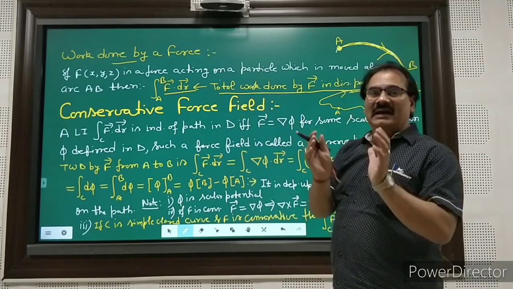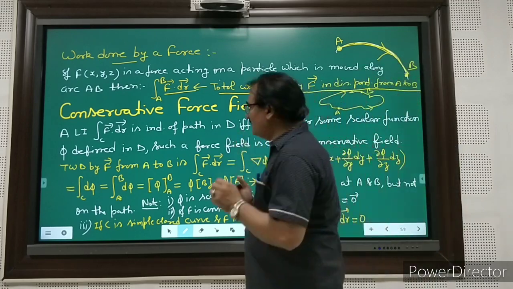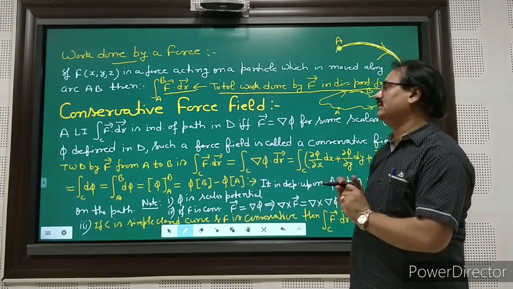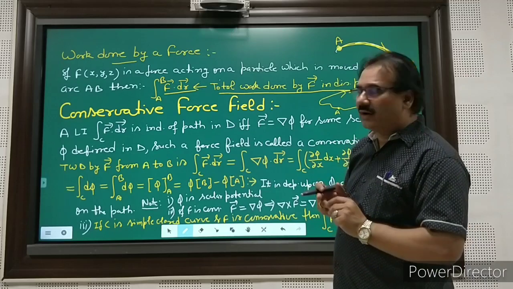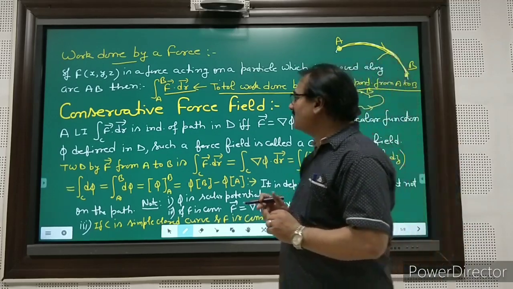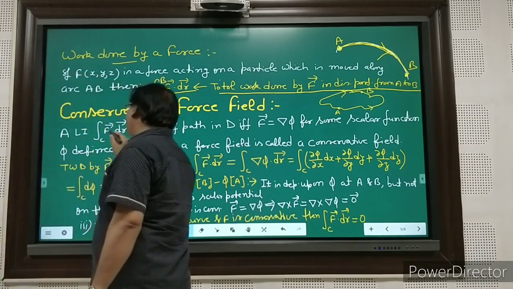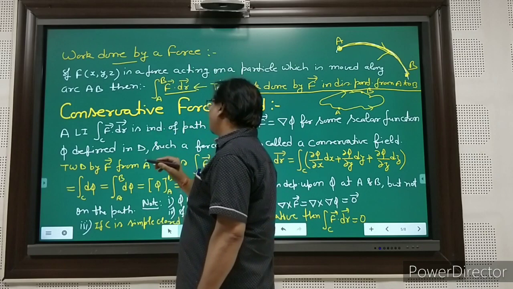Now, one related thing which is always used much in physics and in mathematics also in some parts is the conservative force field. So let us look at what mathematics says about the conservative force field. Let us define a line integral over the closed curve C of F dot dr, which is independent.